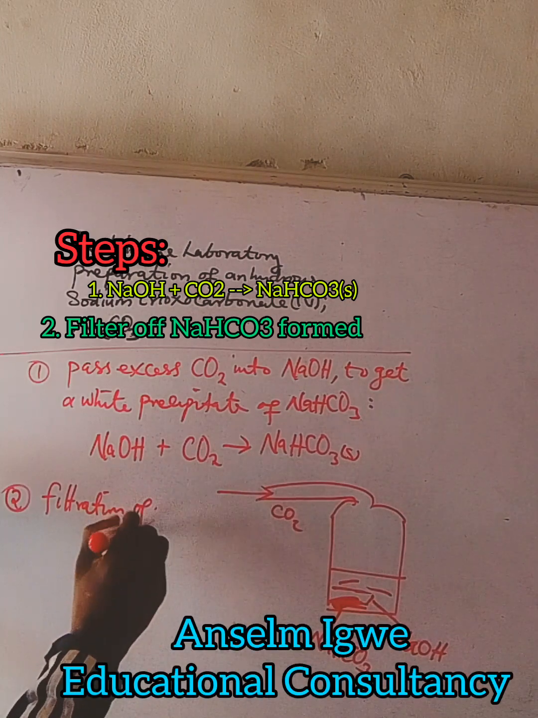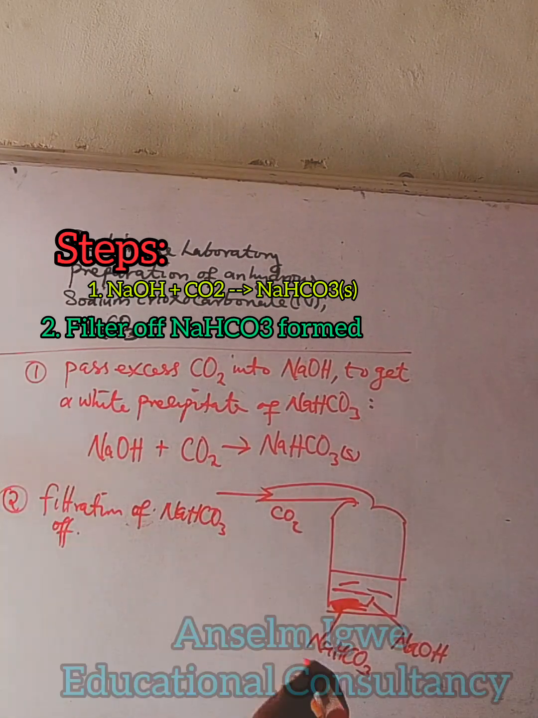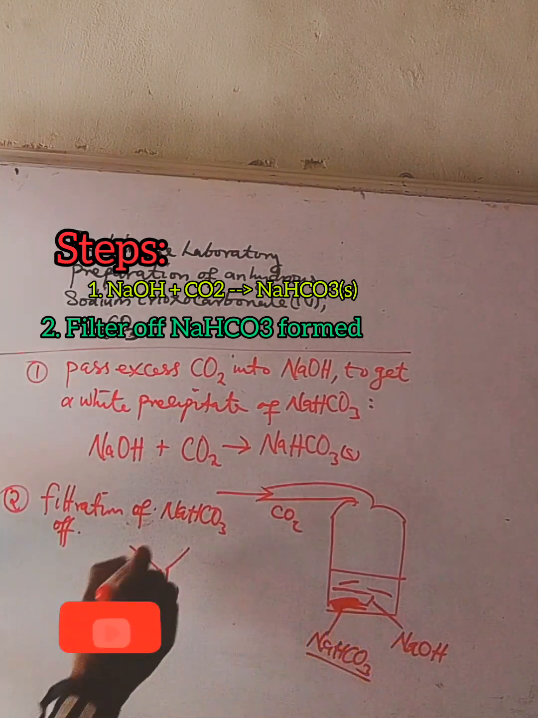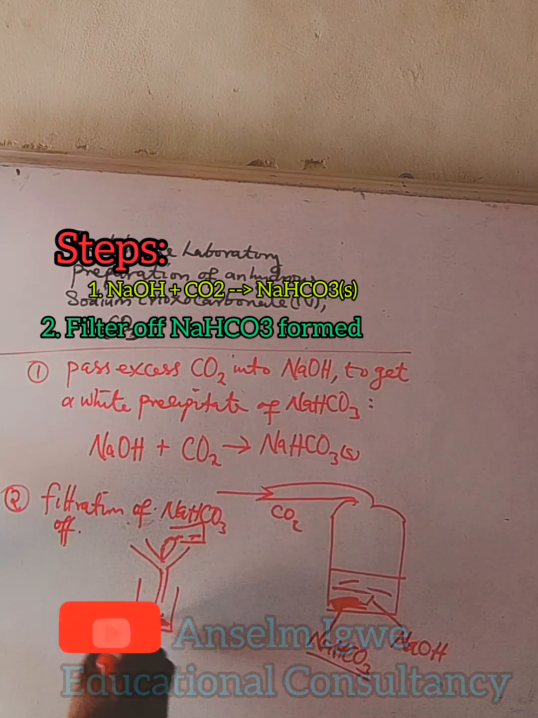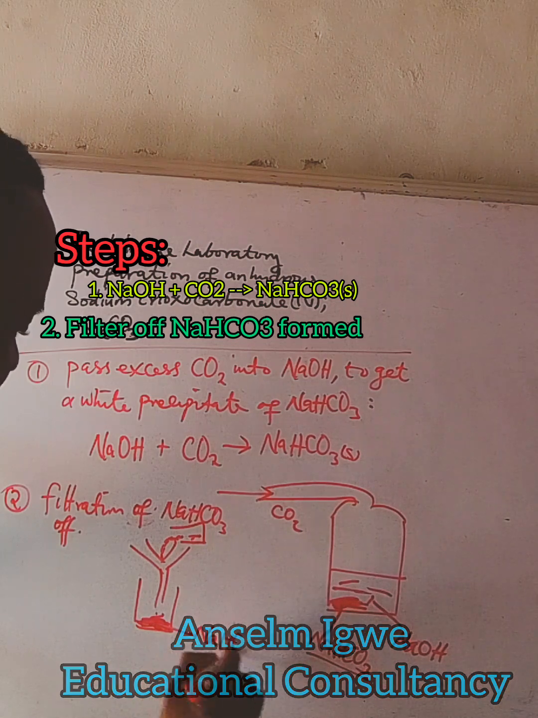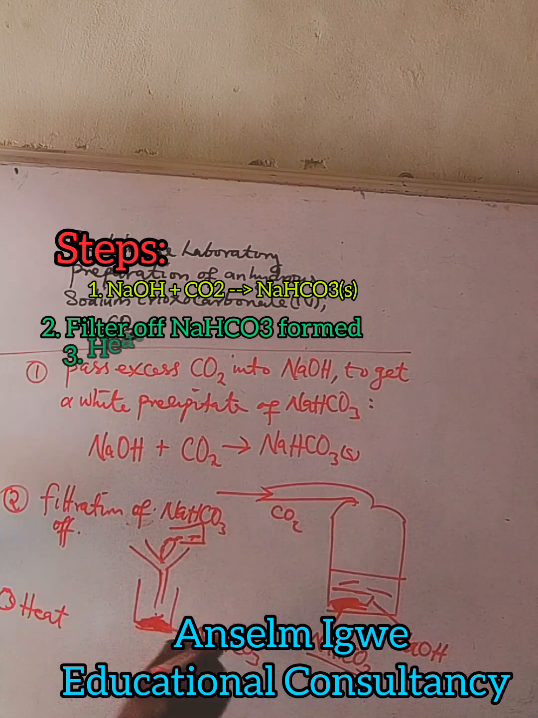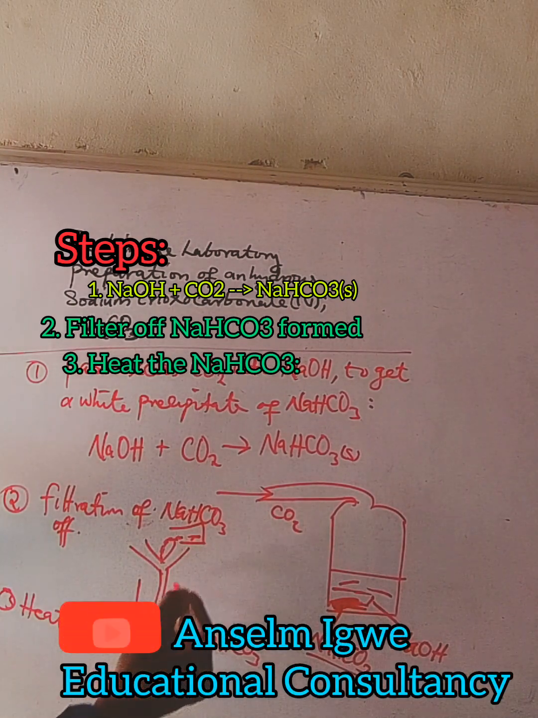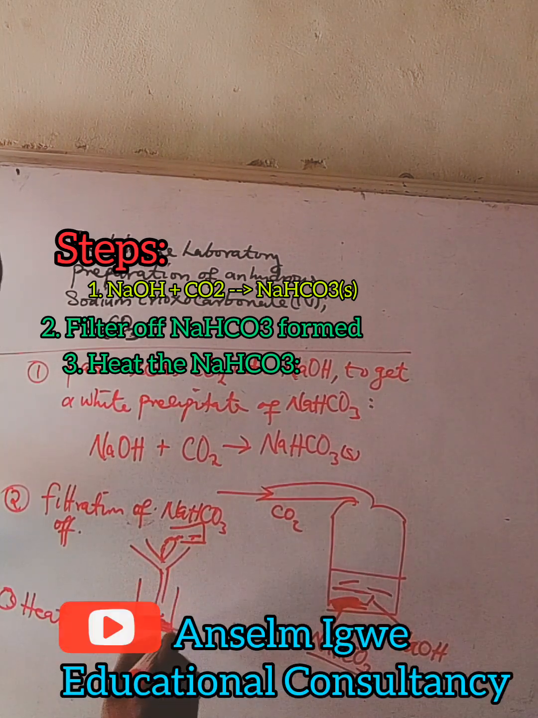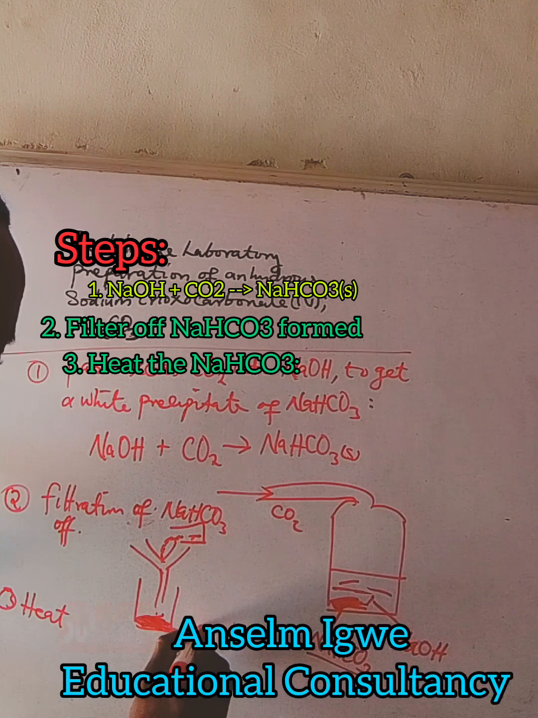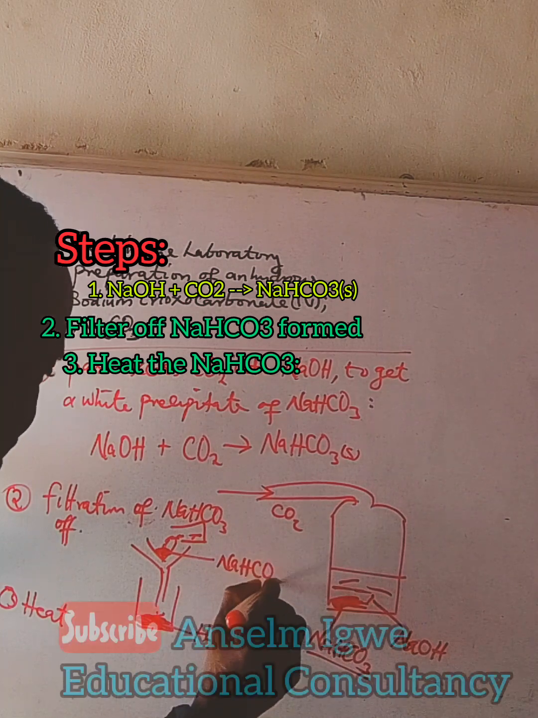of sodium hydrogen carbonate off. When you filter this off, just perform your filtration. When you filter this off, you are going to get your solid sodium hydrogen trioxocarbonate 4. After filtering, finally, you heat the... Remember, when you are filtering, what you are actually getting is a filtrate that will pass across the filter paper. The filtrate is water, and the residue is sodium hydrogen carbonate, which is solid.